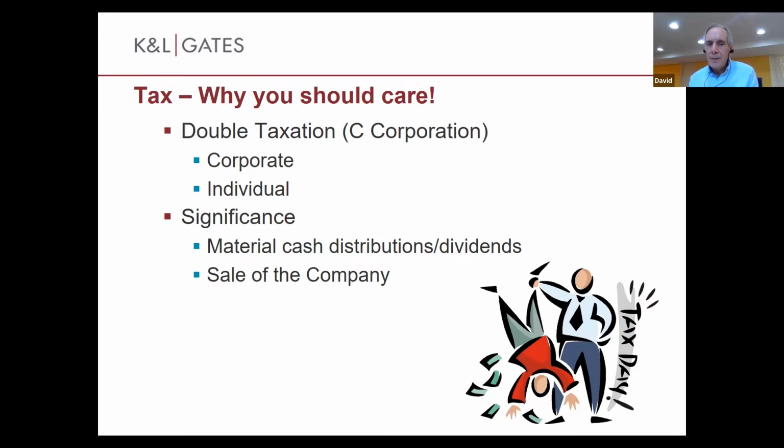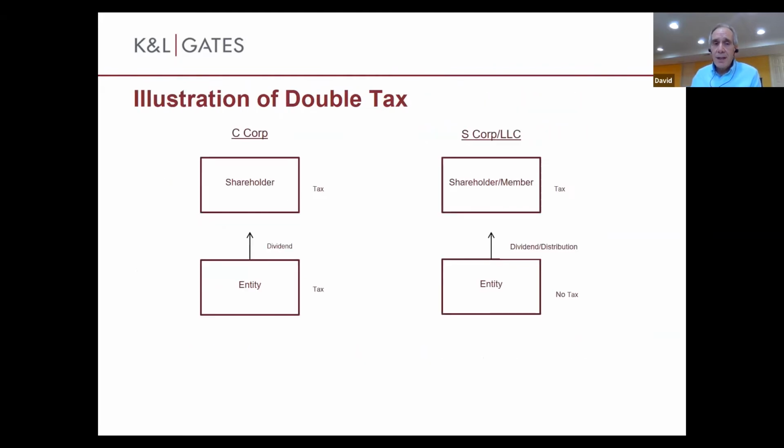And that's pretty important. What I mean by that is that if I have a C corporation and it makes money, the corporation has to pay tax. And then when it takes the dividends money out to the shareholders, they have to pay tax. That's a double tax.